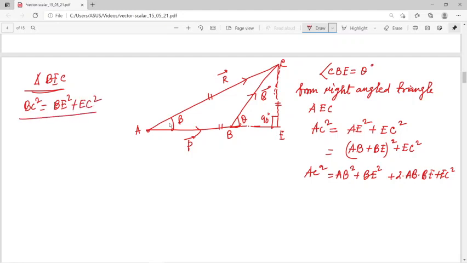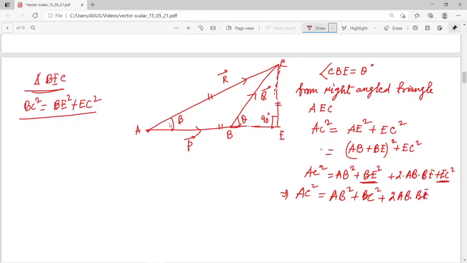So from that, because in that figure this is BE square and this is EC square, if we add these we get AC square equals AB square plus BC square plus 2AB into BE. We can write like that.